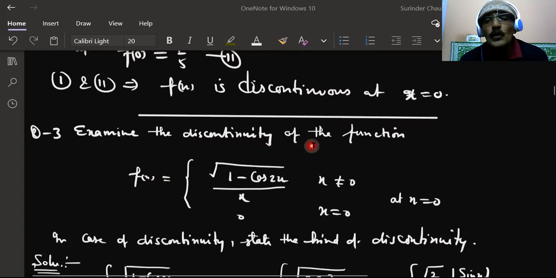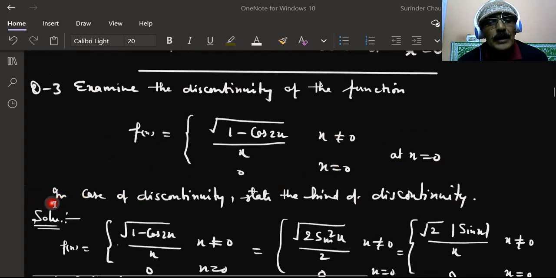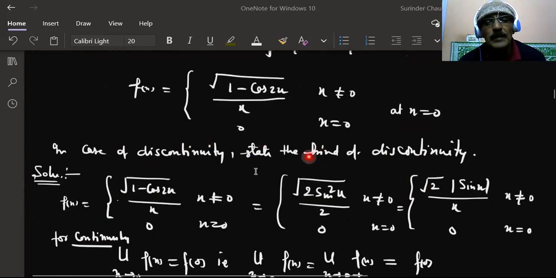Examine the continuity of the function f(x) equal to the square root of 1 plus cos of 2x upon x, for x not equal to 0, and 0 for x equal to 0. And again, we will find if the function is the same to the left of 0 and right of 0. And in case of discontinuity, state the kind of discontinuity.